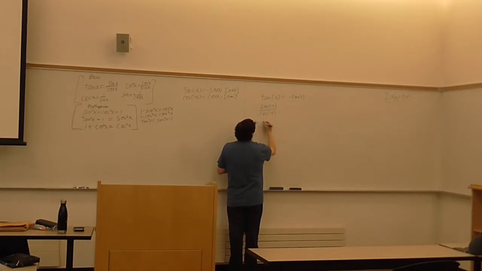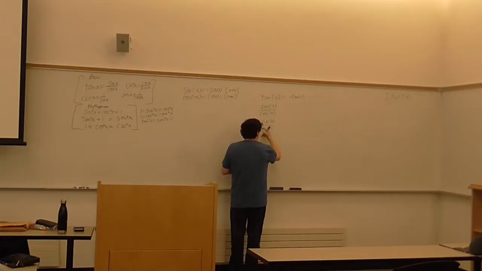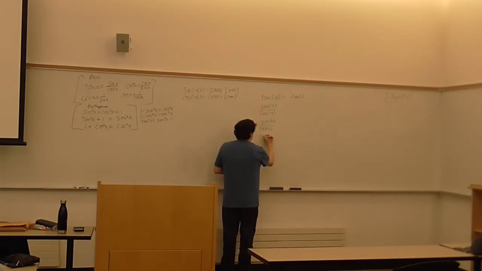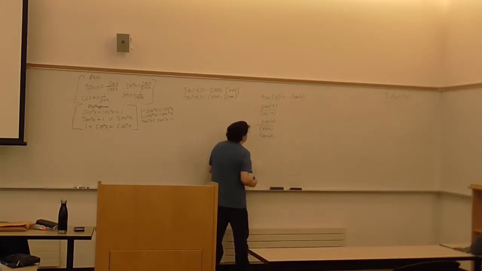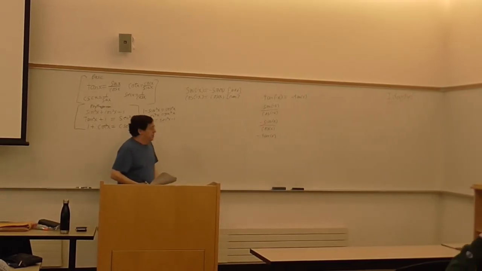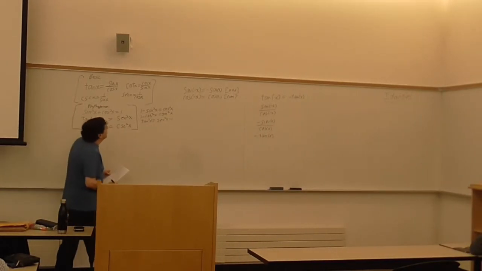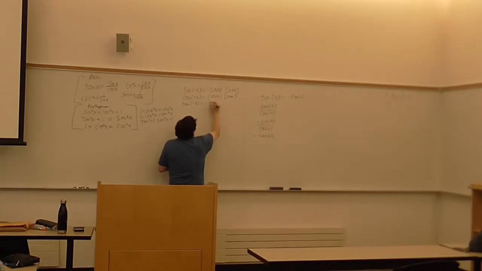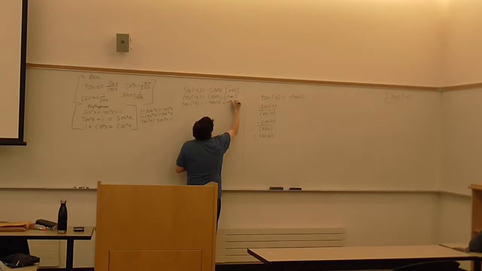Sine of minus x is minus sine of x. Cosine of minus x is cosine of x. That's my odd and even identities. And this is, of course, minus tangent of x, which is what I wanted to show. So I can add this to my list. Tangent of minus x equals minus tangent of x. It's also an odd function.